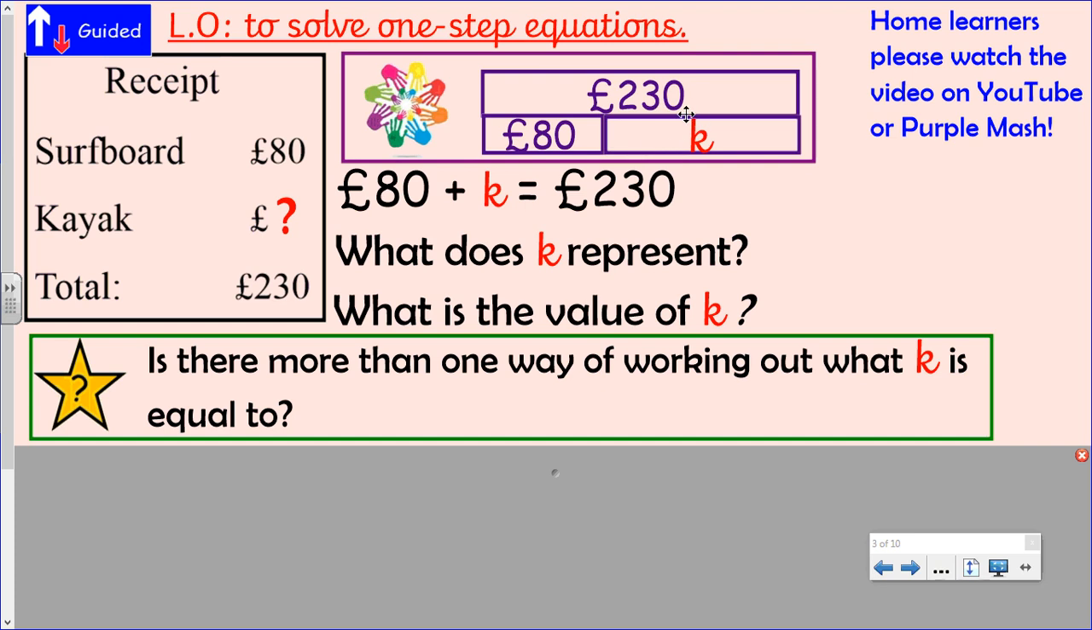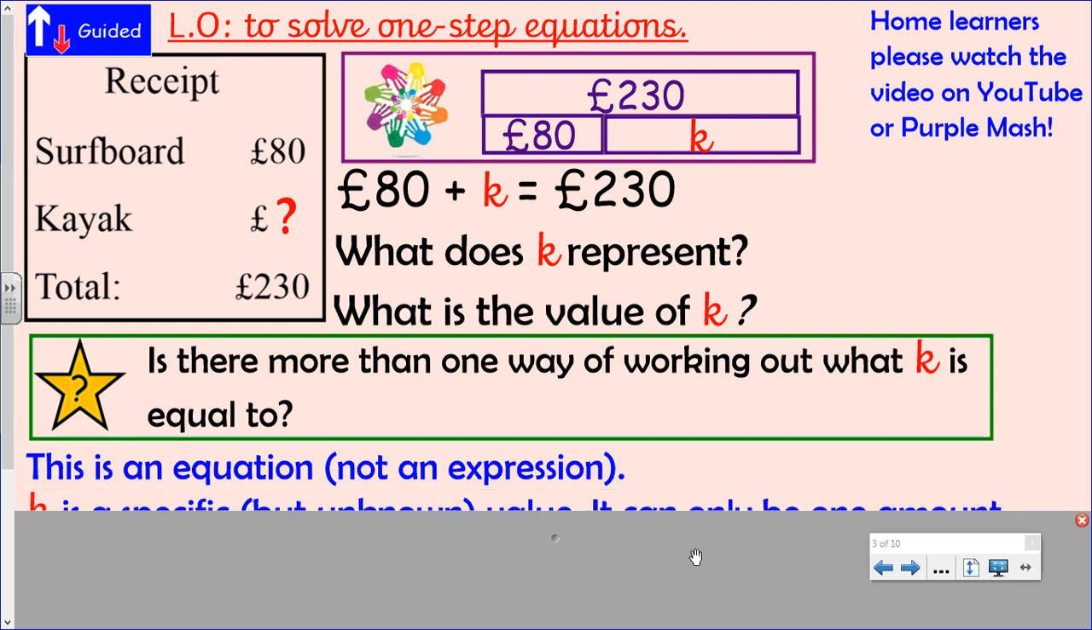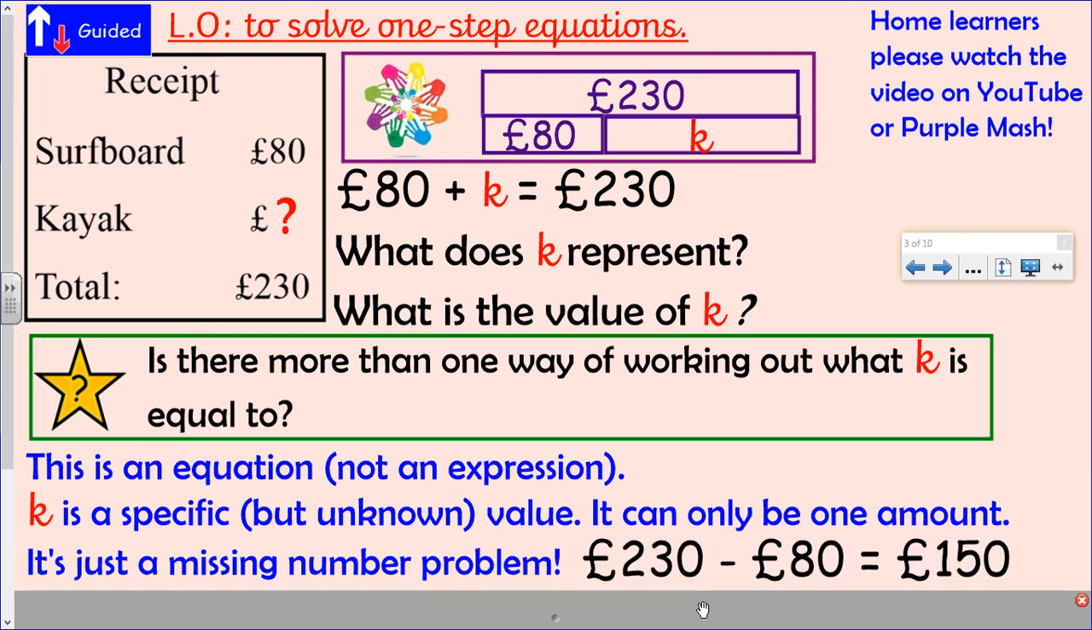Okay? I am going to show you the answer now. Please make sure that you've had a go. So this is an equation, not an expression. K is a specific but unknown value. It can only be one amount because we've got a total here. It's just a missing number problem.